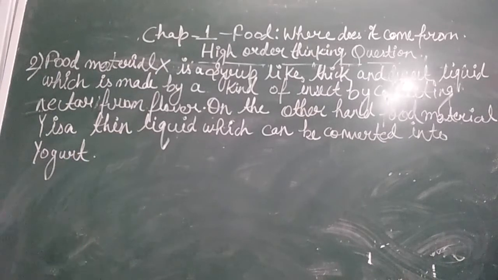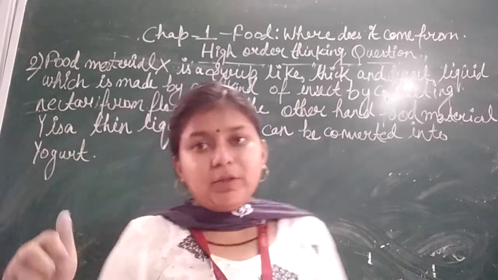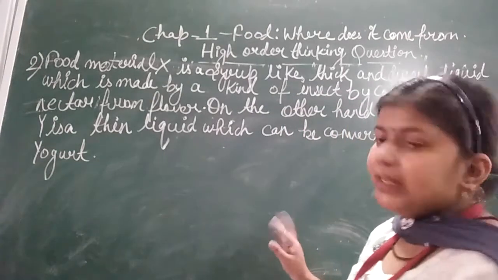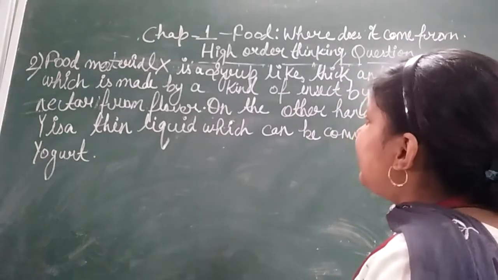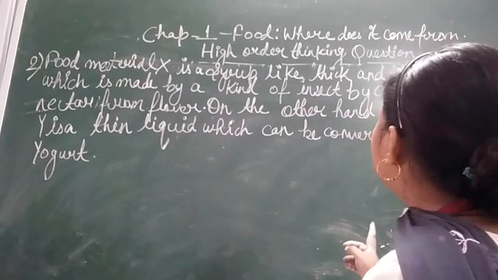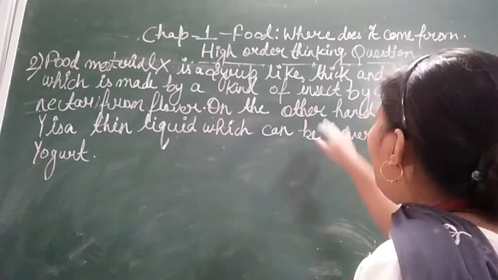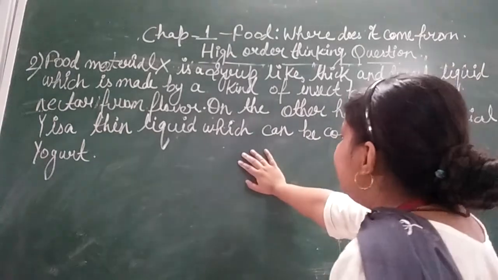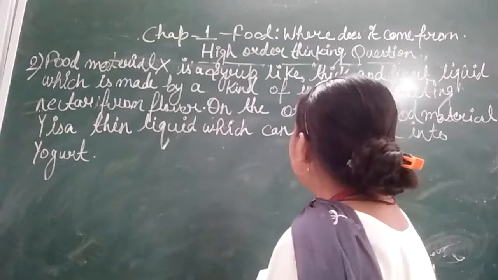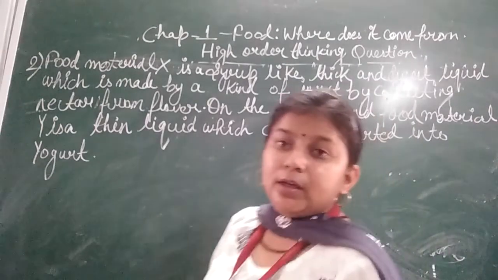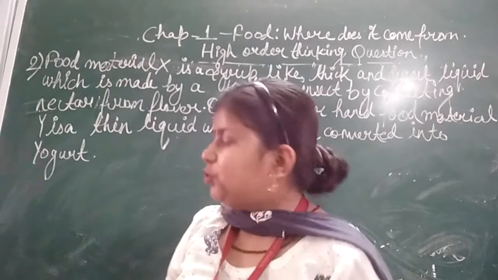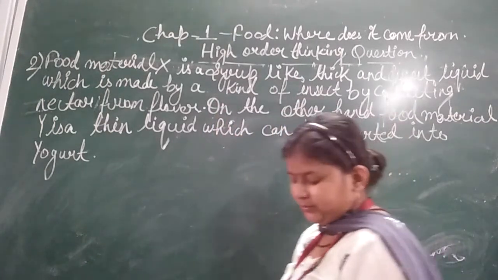Okay, so this is the paragraph, and on the basis of this paragraph I am going to give you a few questions. First, let me read the paragraph once for you guys. Food material X is a syrup-like thick liquid which is made by a kind of insect by collecting nectar from flower. On the other hand, food material Y is a thin liquid. See, the first one was thick, the second one is thin. Thin liquid which can be converted into yogurt. Fine, so let's go, I'm going to give you the first question.